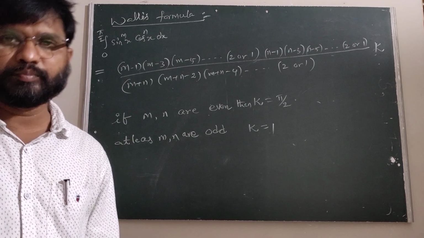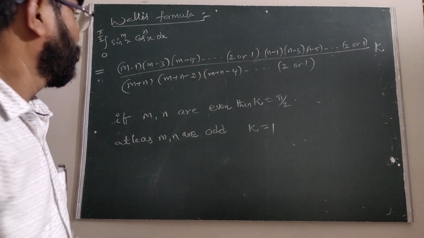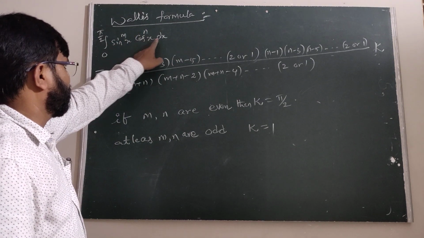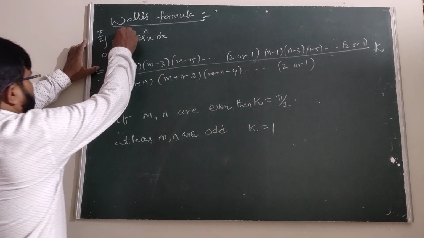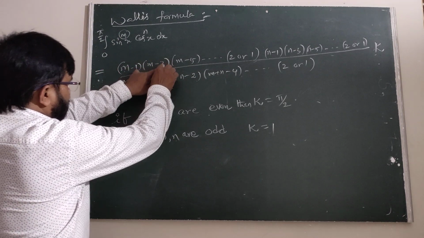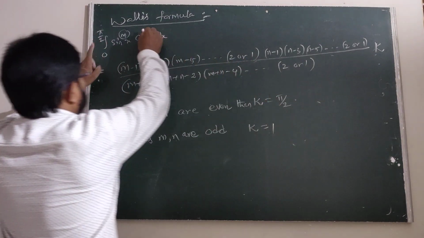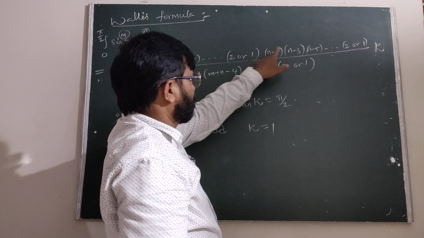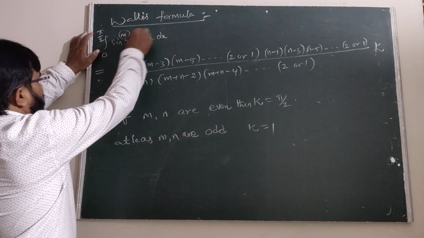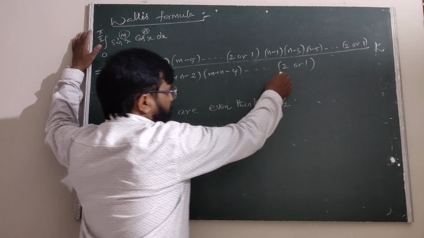Now this is very important, only for computation. Here the integral from 0 to pi by 2 of sin^m x cos^n x dx. First we begin with m minus 1, then m minus 3, m minus 5, and so on, down to either 2 or 1. Then you begin with n minus 1, n minus 3, n minus 5, and so on, down to 2 or 1, divided by the product of m plus n, m plus n minus 2, m plus n minus 4, and so on, down to 2 or 1.